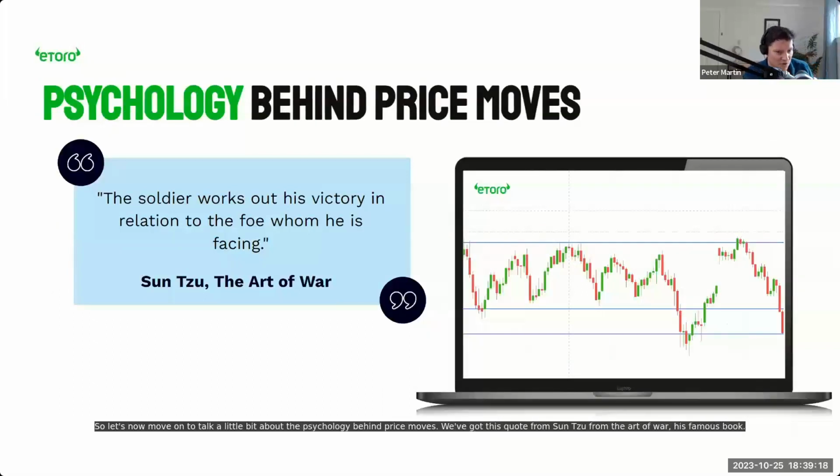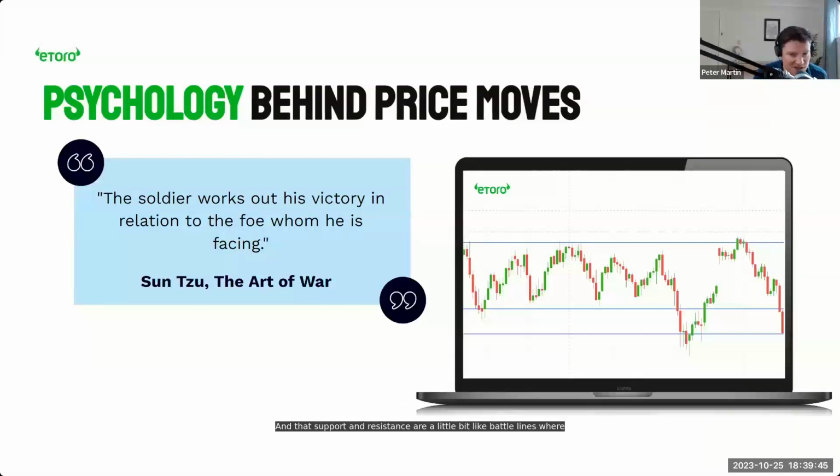So let's now move on to talk a little bit about the psychology behind price moves. We've got this quote from Sun Tzu from The Art of War, his famous book. The soldier works out his victory in relation to the foe whom he is facing. And we can think of the battle between bears and bulls in this idea of a conflict between the two, where it's a tussle, and that support and resistance are a little bit like battle lines, where when we get close to these levels, that's when the activity really becomes frenetic, and people are really trying to work out who's got the upper hand.